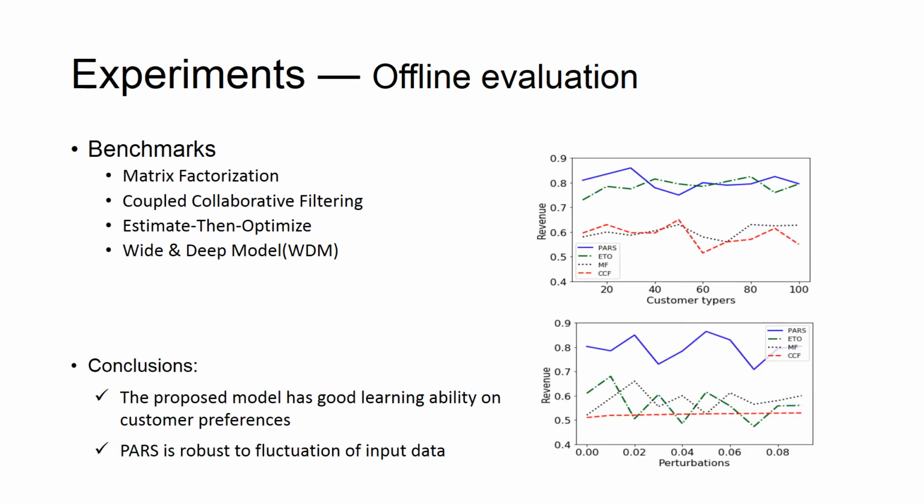The second result is about the robustness of our approach. The x-axis is the perturbation of input data. The y-axis is the revenue. We find our approach has good performance even when the perturbation of input data is large. So our approach is robust to fluctuation of input data.